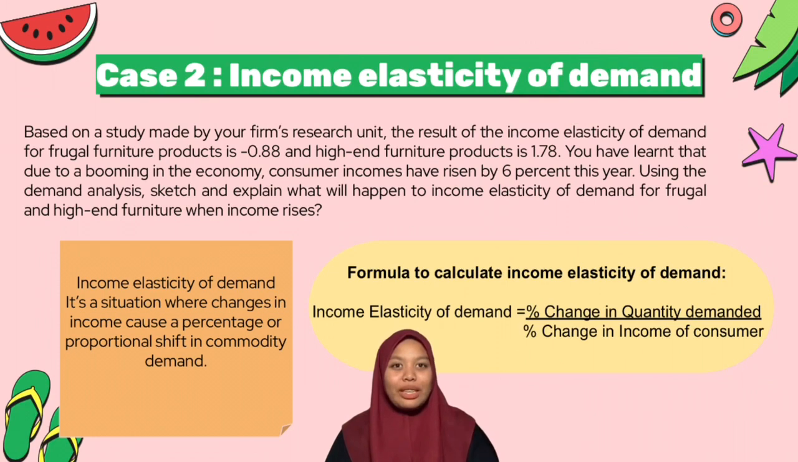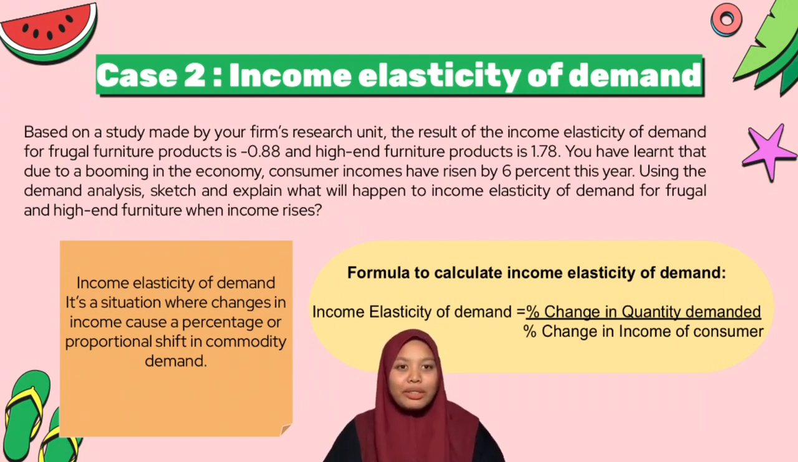Case 2 is income elasticity of demand. Income elasticity of demand is a situation where changes in income cause a proportional shift in the demand for a commodity. For case 2, they are given two income elasticities of demand. The first one is for frugal furniture products, negative 0.88, and the second one is for high-end furniture products, which is 1.78. The percentage change in consumer income given is 6%.